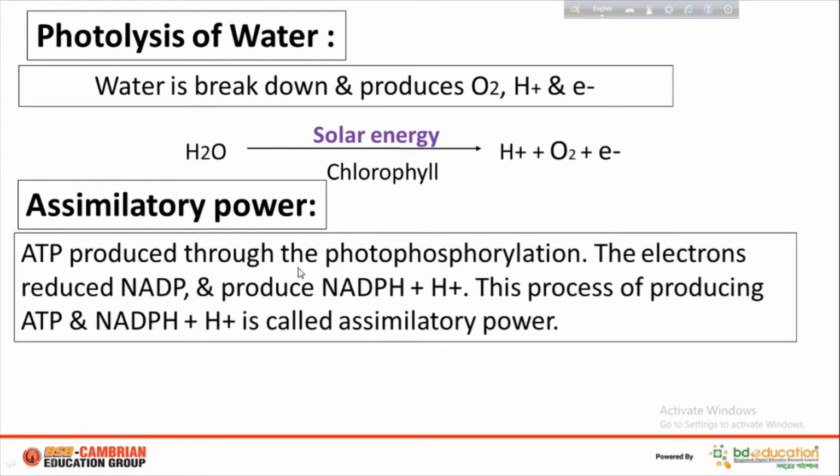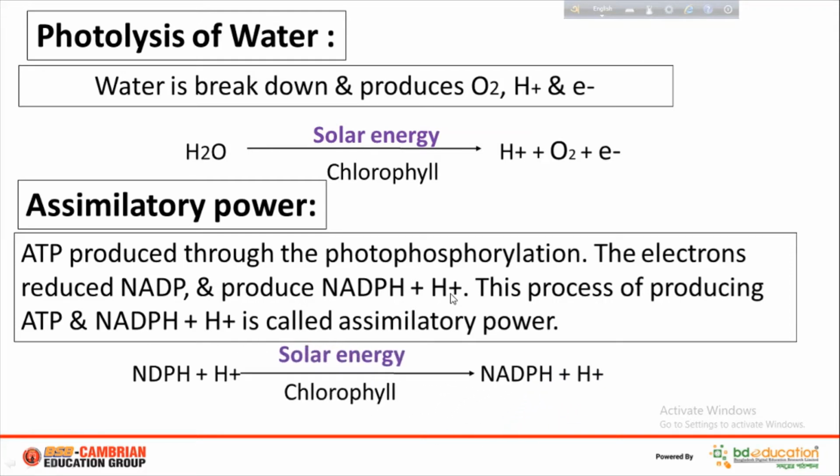ATP is produced through the process of photophosphorylation, as you know from before, and the electrons reduce NADP and produce NADPH plus H+. This H+ comes from the breakdown of water, this hydrogen, and NADP is added with this H+ and produces NADPH2 or NADPH plus H2. Both are correct, you can write any one. So this ATP and NADPH plus H together are known as assimilatory power.